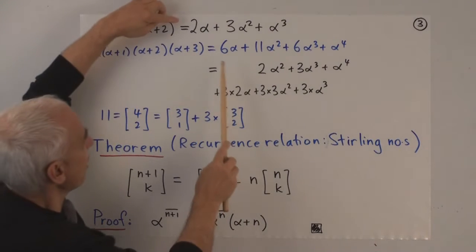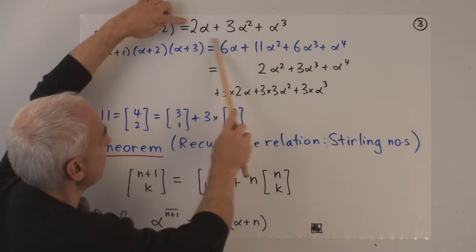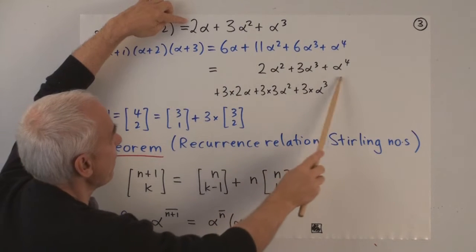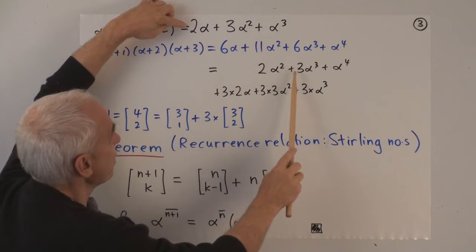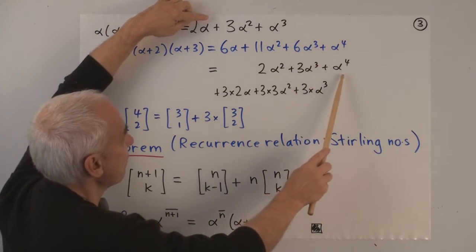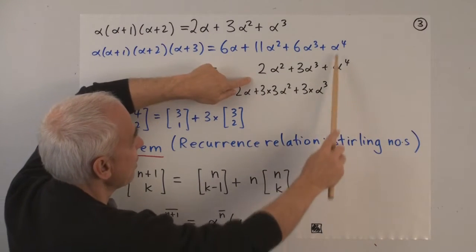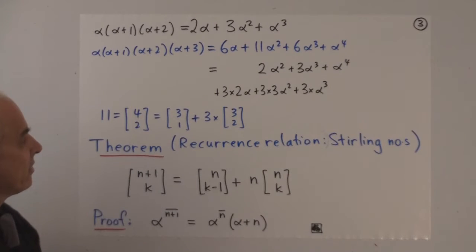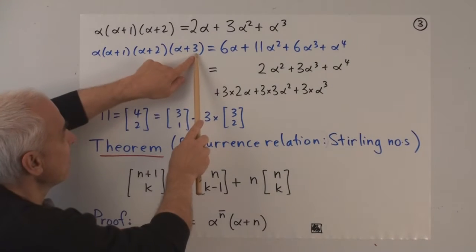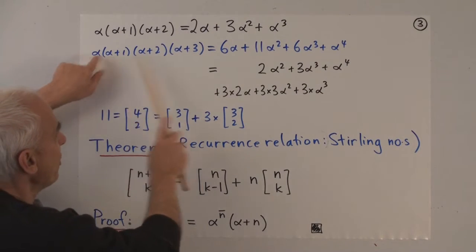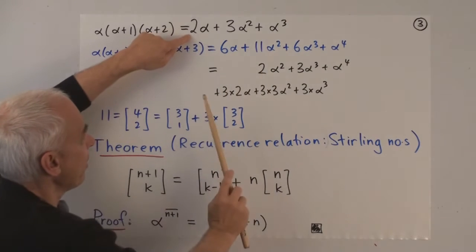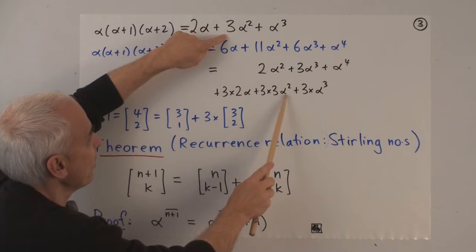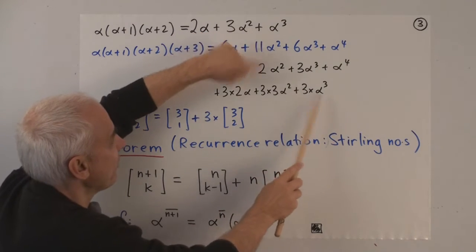So I've shown you that here. If we take alpha to the 3 rising here and multiply it by alpha, we get 2 alpha squared plus 3 alpha cubed plus alpha to the 4th. And I've just written it here so that we're underneath the same powers of alpha as above. And now I'm adding 3 times the same polynomial, so 3 times this one here. 3 times 2 alpha is there, plus 3 times 3 alpha squared, plus 3 times alpha cubed.